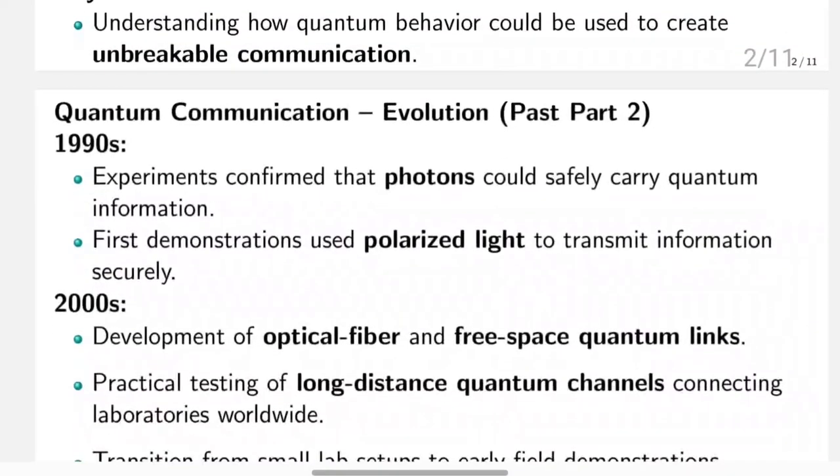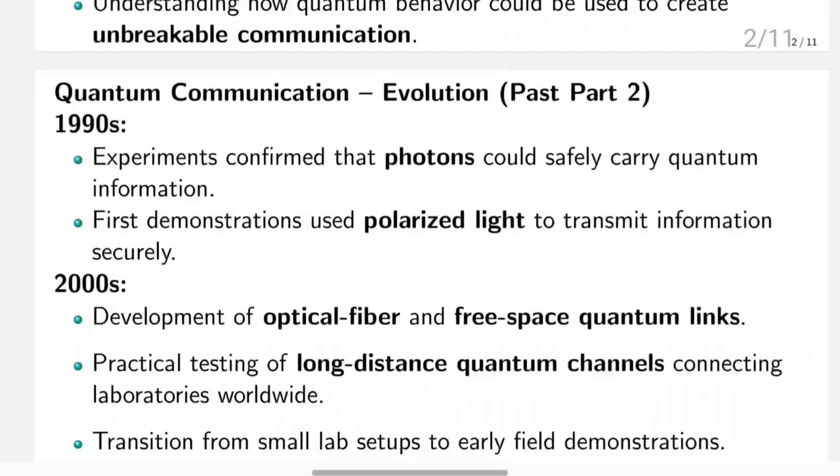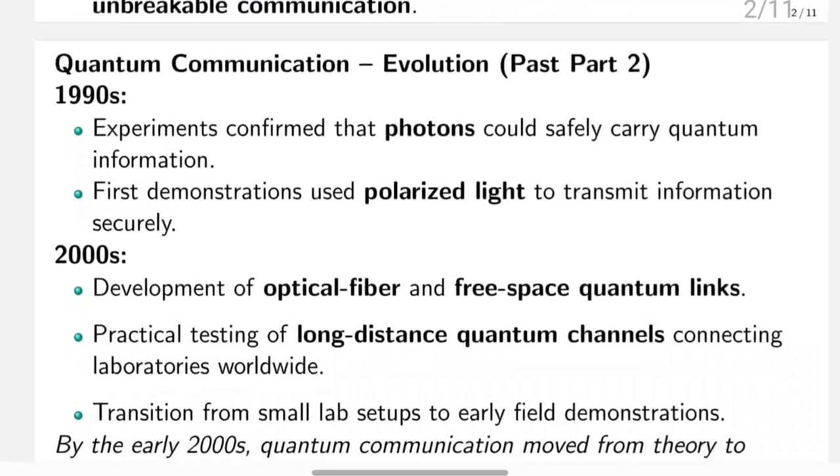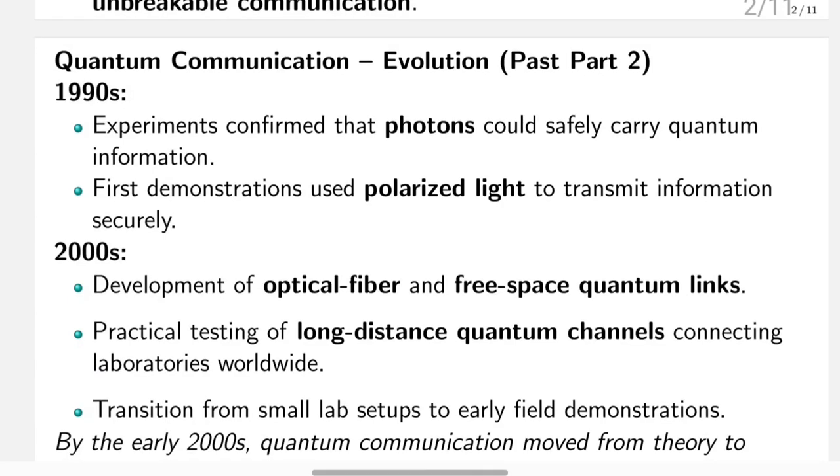In the early 1970s and 1980s, they just thought what if, but in the 1990s they started experiments and finally proved that photons could carry information. Researchers used polarized light vibrating in different directions to represent qubits, that is 0 or 1. They could send these photons safely between two places.